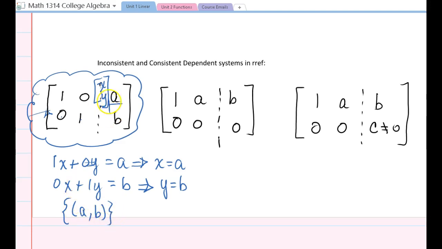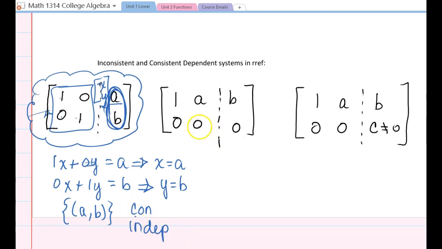So notice we could have seen that right here. Once you get what we call the identity matrix, the ones on the main diagonal and zeros everywhere else, then we know that this is going to be our answer. This is a consistent and independent system.